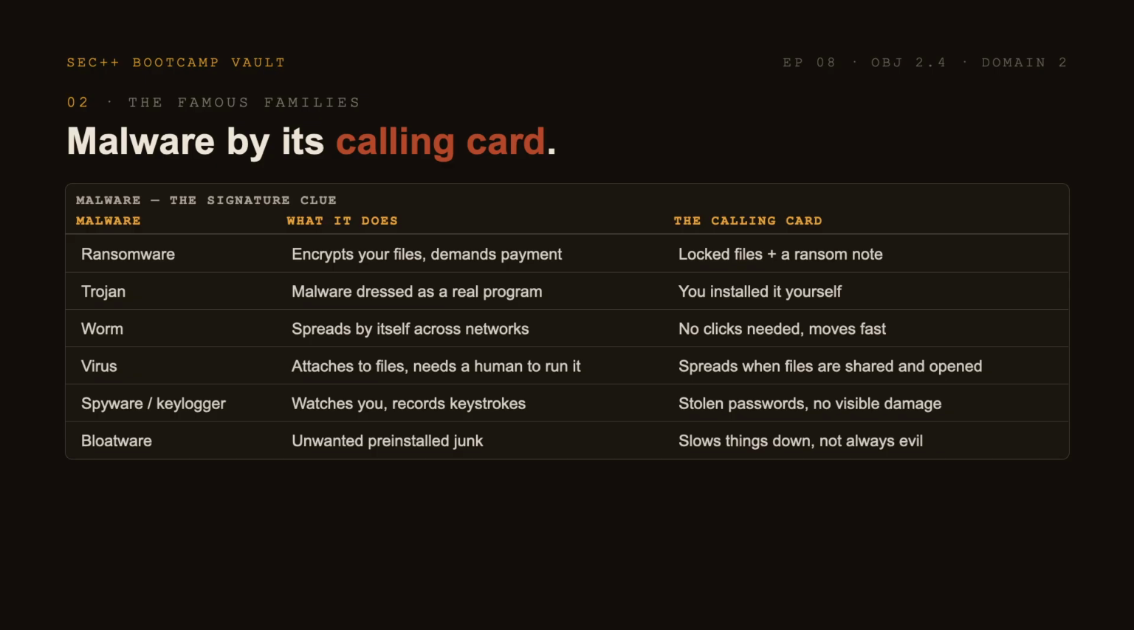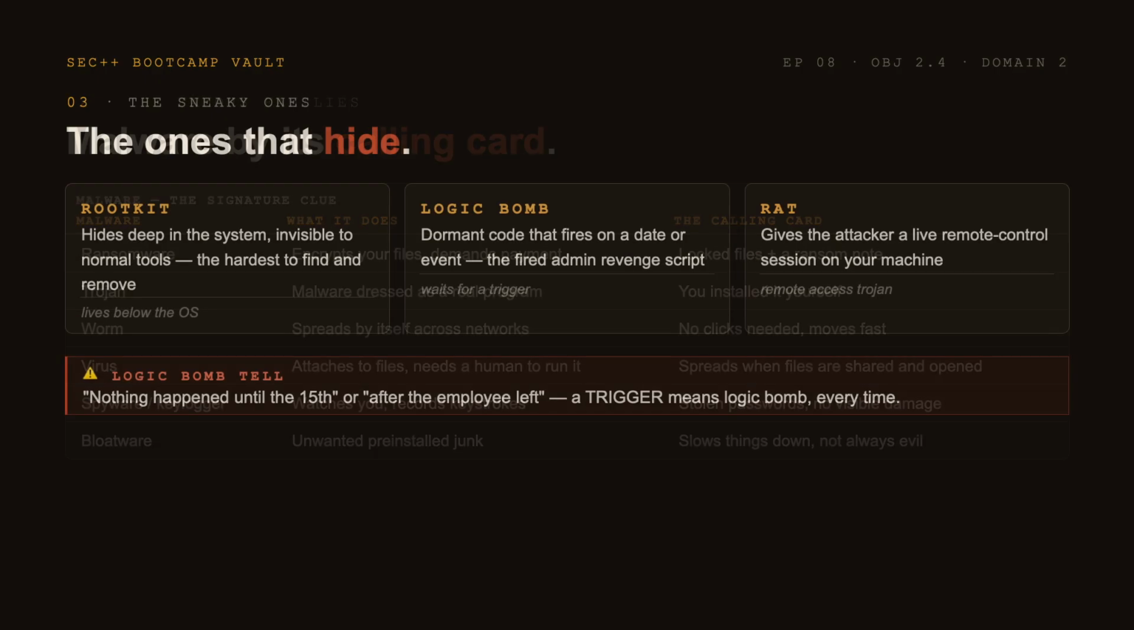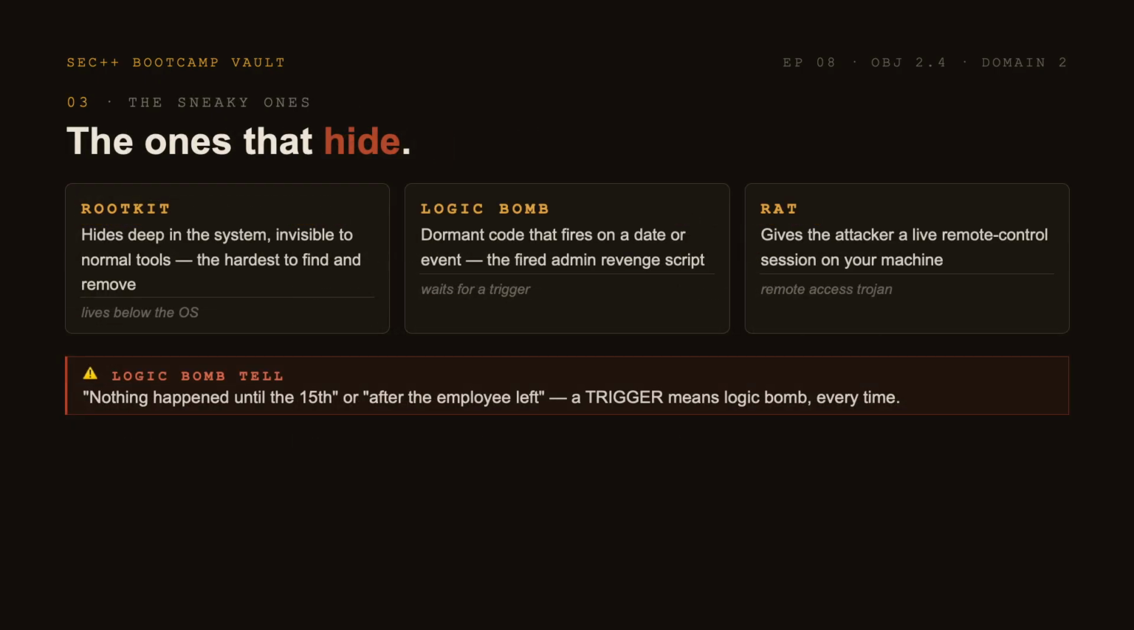Spyware and keyloggers watch quietly and steal what you type. Passwords vanish with no visible damage. And bloatware is the pre-installed junk slowing machines down. Annoying, not always evil. The sneaky ones. A rootkit buries itself below the operating system, invisible to normal tools. It is the hardest malware to find and remove, and often the answer when the story says antivirus sees nothing, but the machine acts wrong.